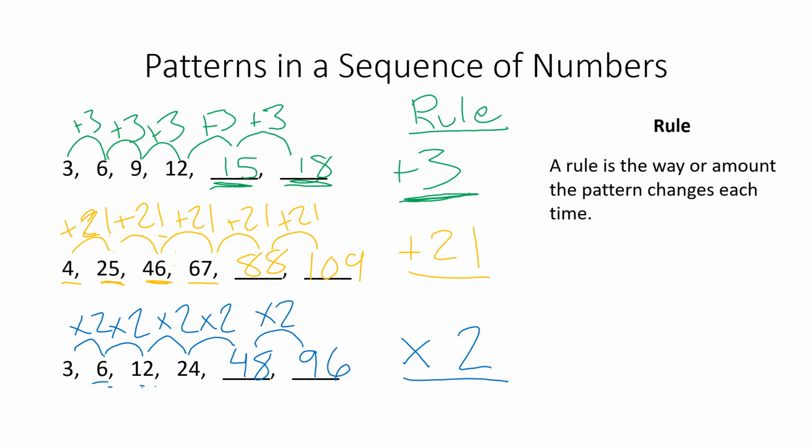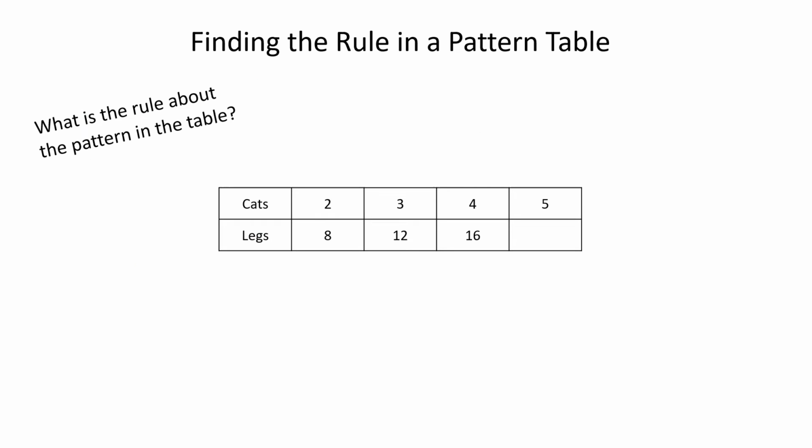So a rule is the way or the amount the pattern changes each time. And so in this first sequence of numbers, we saw that the rule was plus 3 each time. The second sequence, we saw that the rule was plus 21 each time. And in this third sequence, we saw that the rule was times 2 each time, or multiplying by 2 each time. Another way to think about patterns in math is finding the rule in a pattern table.